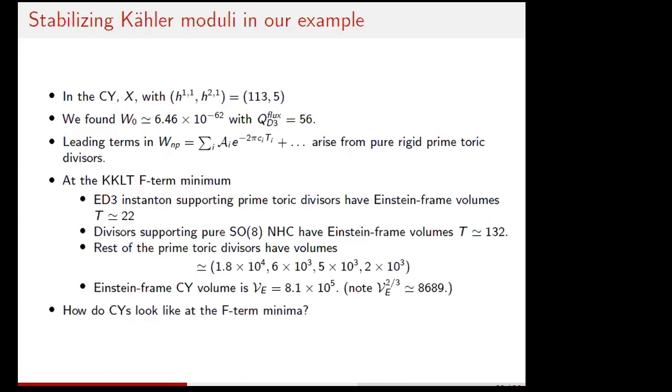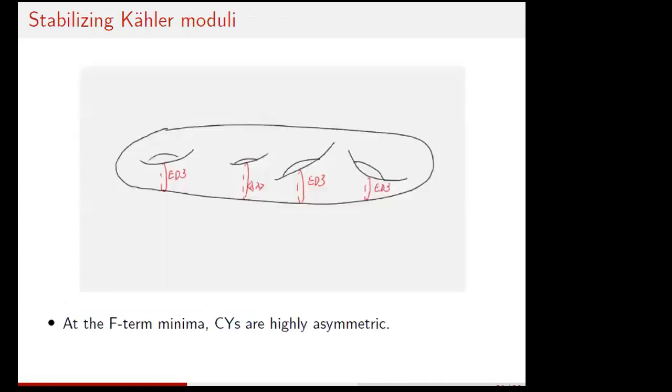So let's take a look at how this Calabi-Yau looks. Basically, it looks like a long baguette with some holes, with some ED3s. The very point that I want to emphasize is that at the KKLT-like AdS minima, Calabi-Yaus are highly asymmetric. Many of the divisors are super tiny compared to the Calabi-Yau, and there are a very handful of divisors that are really big.